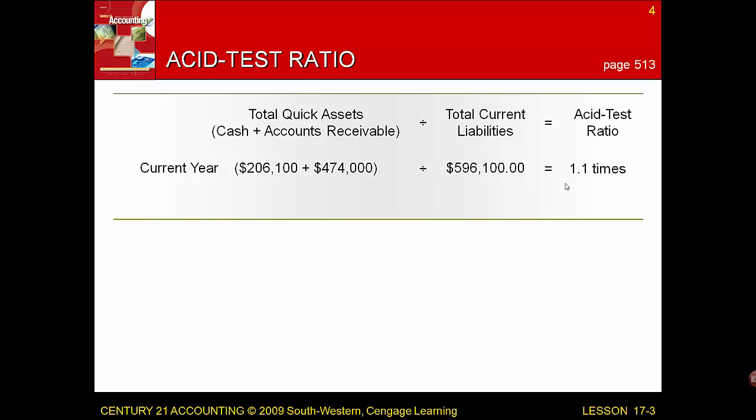Okay. What did they have the previous year? They had 1.1 this year and 1.0 the previous year. So again, this trend is going up. What does 1.1 mean? It indicates that for every dollar needed to pay current liabilities, Hamilton has $1.10 available in quick assets. The desired industry standard for an acid test ratio is between 0.9 and 1.3. So that's going to give you your rate of where we're at there.